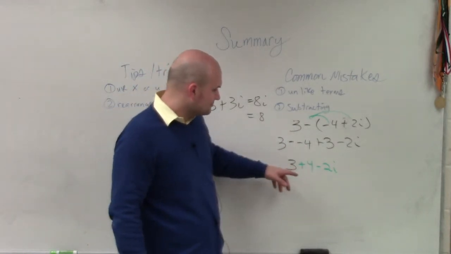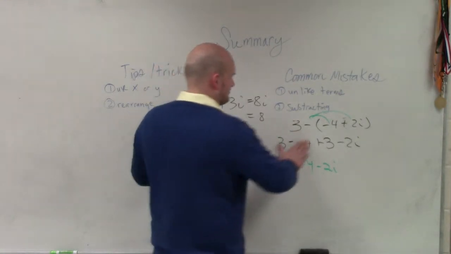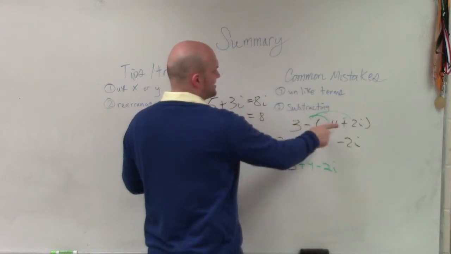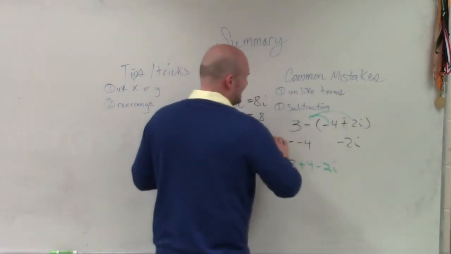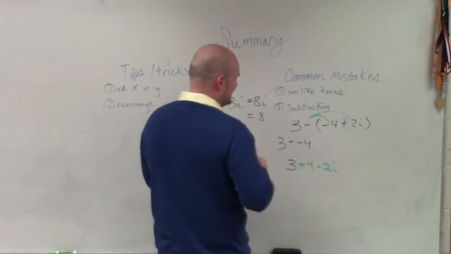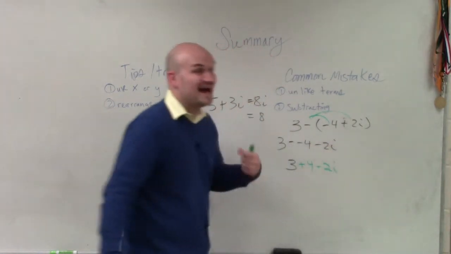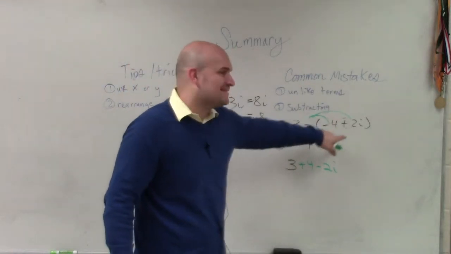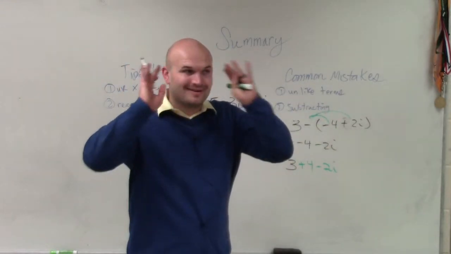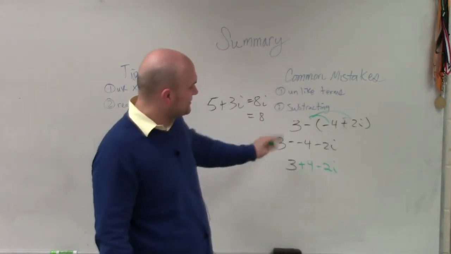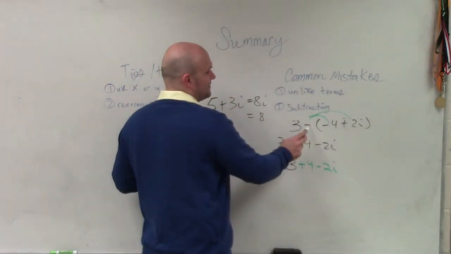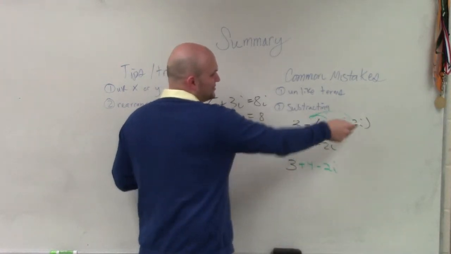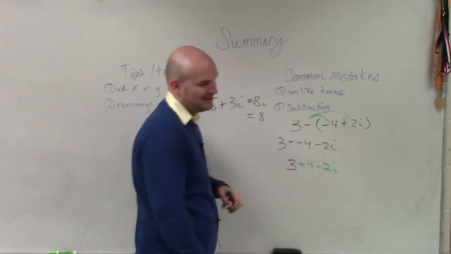And then, what am I doing? 3 minus 4, I'm sorry, and then minus 2i. You can't distribute. I always make a mistake that students make. You do not distribute when you're subtracting. You're only distributing the negative sign. You're not distributing the 3. Be careful. It's only minus the negative, or 3 minus 4, and then minus 2i. So you have to make sure you distribute that negative sign.